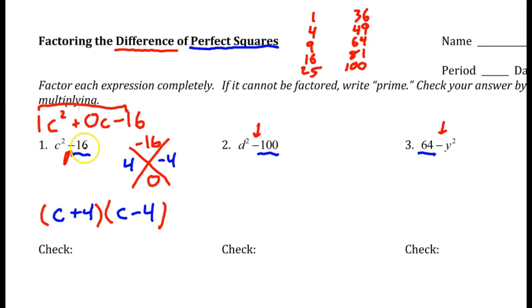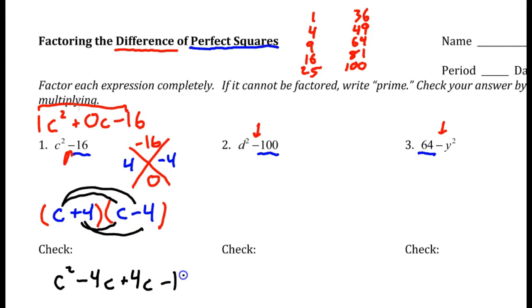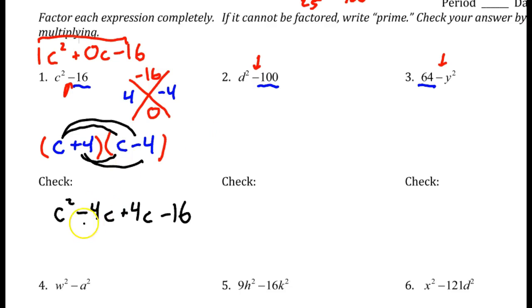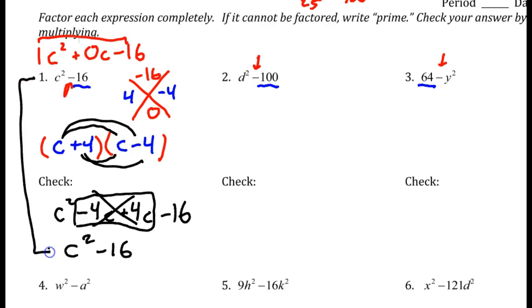So also do a check just to verify that everything you're doing, you can always do a check and see that, oh yeah, that's going to be c squared. That's going to be minus 4c. This is going to be plus 4c. Right, this is going to be minus 16. And of course, the positive and negative 4c end up canceling out, equaling 0. And we get c squared minus 16, which matches with our original, so we know we did it right.